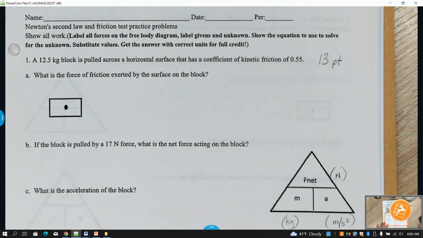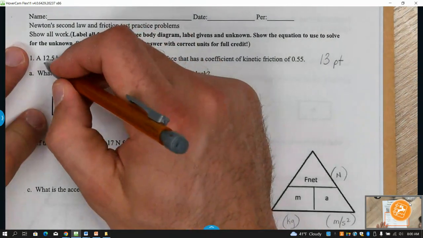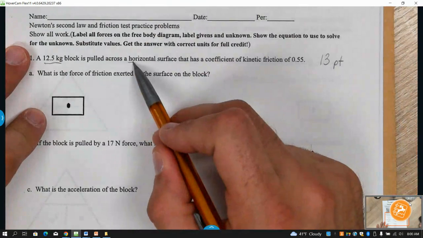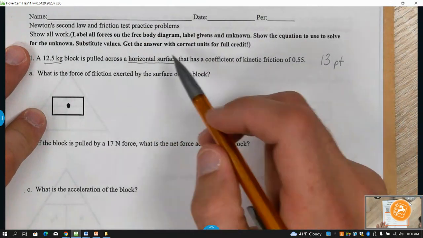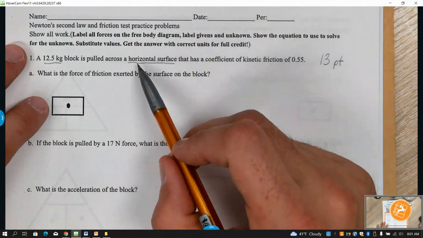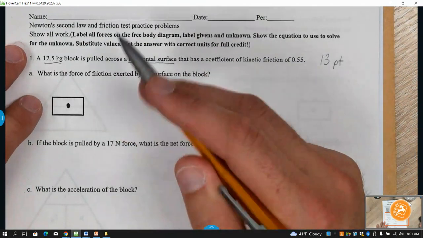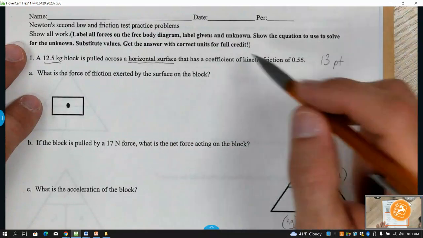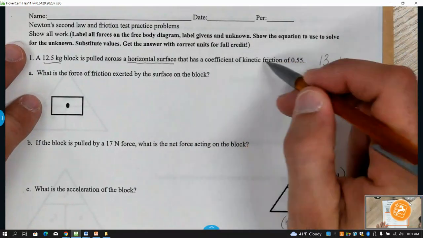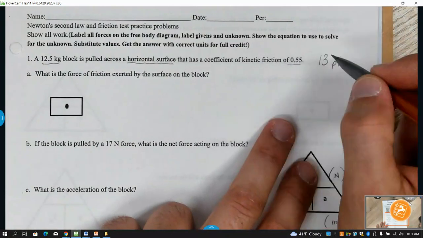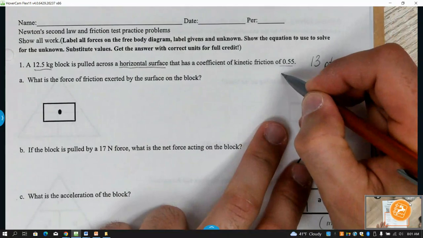All right, I'm given a mass pulled across a horizontal surface. That horizontal surface, being pulled across. So is it moving up or down? If the horizontal surface is not changing or causing this thing to move up or down, that means the normal force and gravitational force are equal. And what else? It says it has a coefficient of kinetic friction of this. So that little piece right there, that's this mu thing.